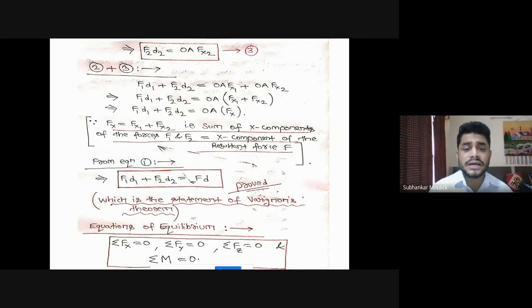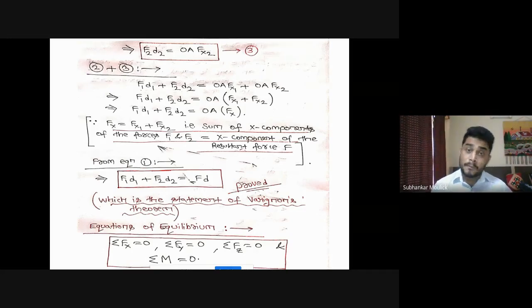Next is the equations of equilibrium. So far what we have studied, we were not considering moment, but moment also acts on the body. So far we know that if I have a body and I need to keep it in equilibrium, the summation of all the forces along all the axes should be equal to 0. That means summation Fx equal to 0, summation Fy equal to 0, and summation Fz equal to 0, if there is a 3D body and I want to keep it in equilibrium.